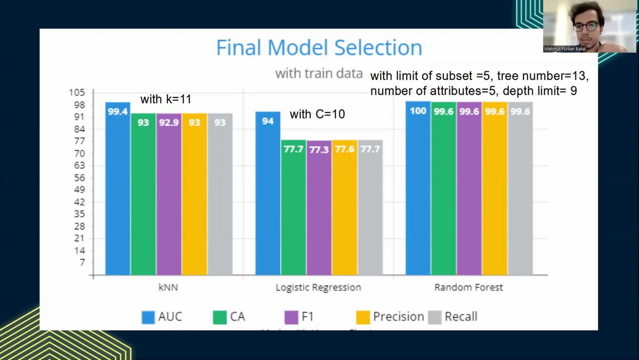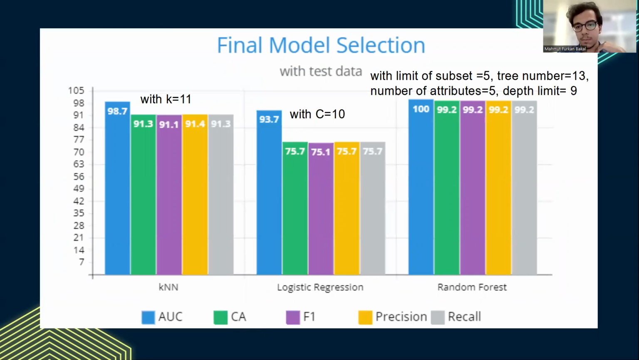And next slide, please. And that's for the test data. The before slide is for train data, and now it's for the test data. We corrected these words. In the last presentation, we used the wrong word for the train and validation. And next slide, please.